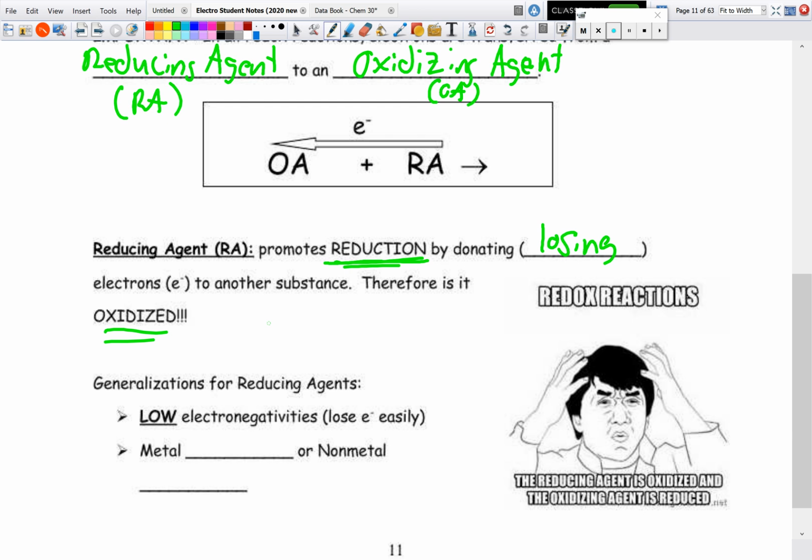Let's repeat that again. Reducing agents promote reduction. That's why they get their name. They force something else to be reduced, and they do that by losing their electrons. So it is indeed oxidized. Generalizations for reducing agents: generally stuff with low electronegativity, so metal elements or nonmetal ions. Nonmetal ions already have that negative charge, so of course they're able to lose it, and that's why they make generally good reducing agents.